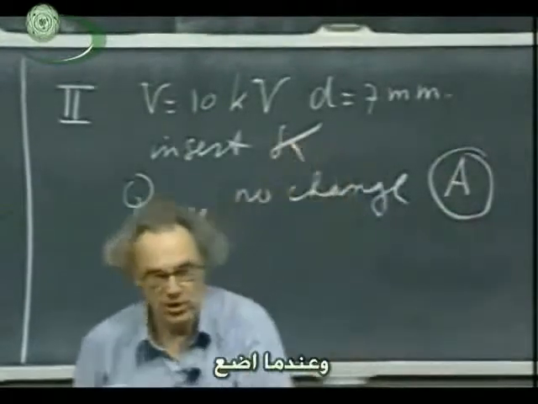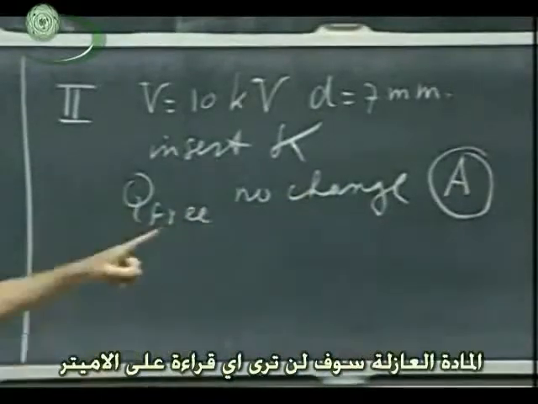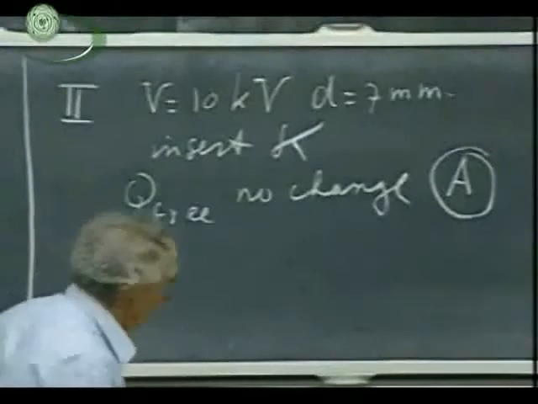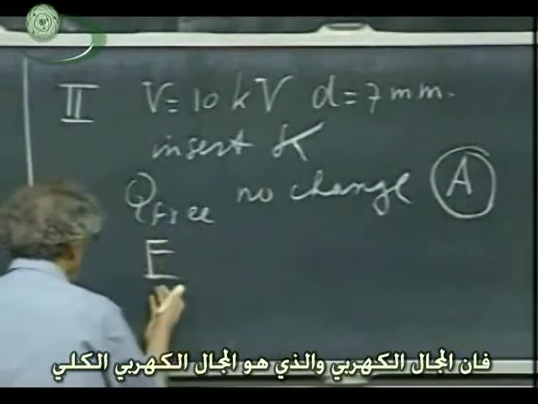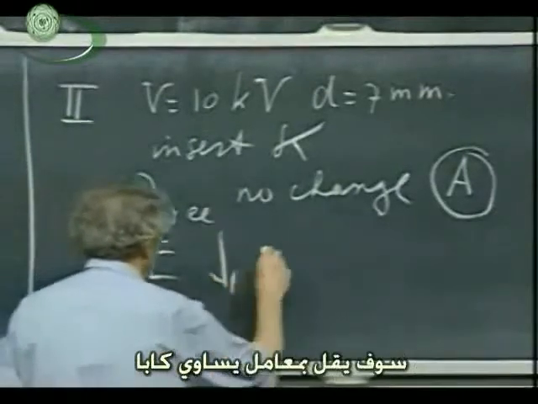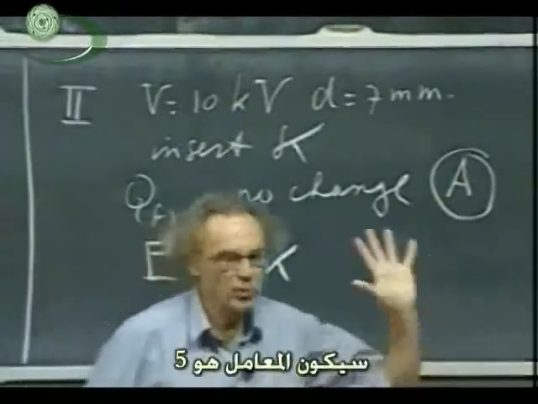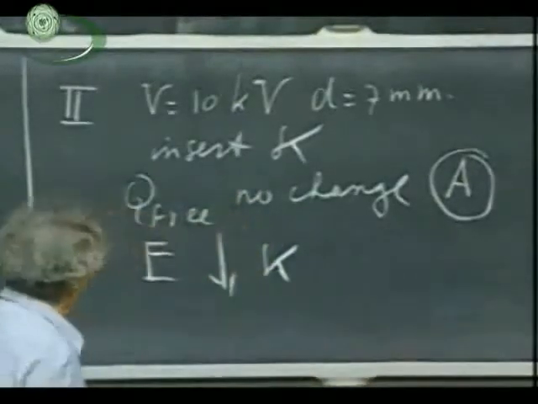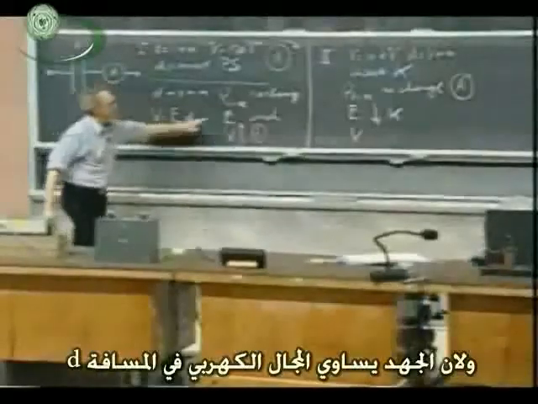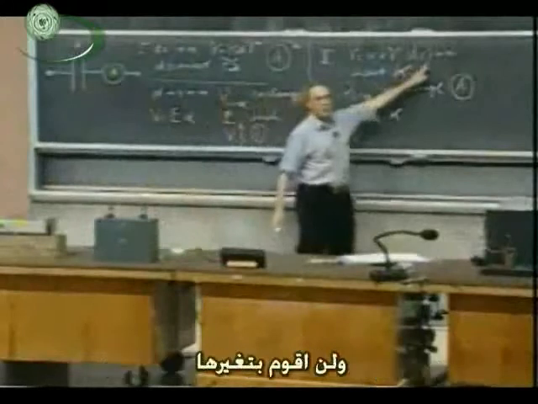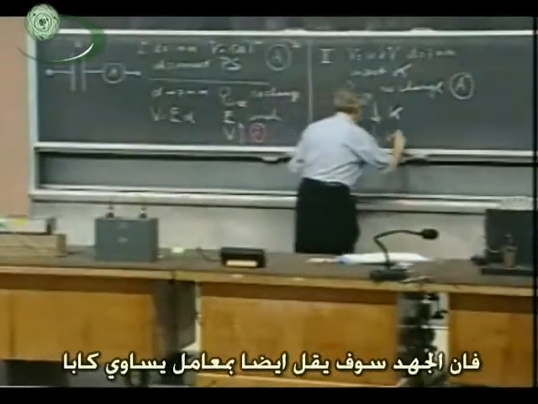So as I plunge in this dielectric, you will not see any reading on the ammeter. But as we discussed at length now, the net electric field will go down by that factor kappa. That's what the whole discussion was all about. That's going to be a factor of 5. And since the potential equals electric field times D, but I keep D at 7 millimeters, I'm not going to change it.